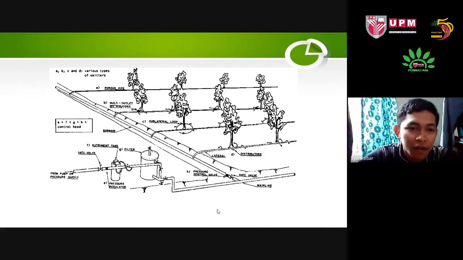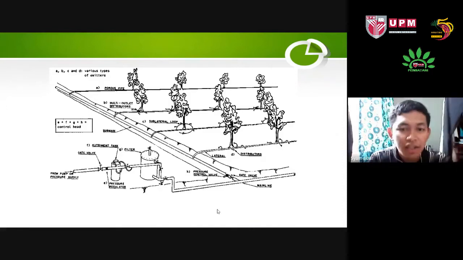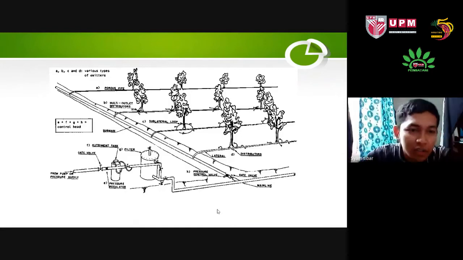Okay, so the next component is the main and sub-main lines, as you can see in the figure. The function of the main line, sub-main line, and laterals is to supply water from the control head into the field. The pipes of the submain, main, and lateral are usually made of polyethylene and PVC.